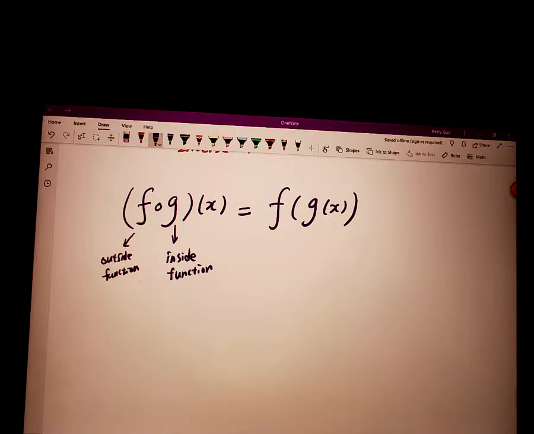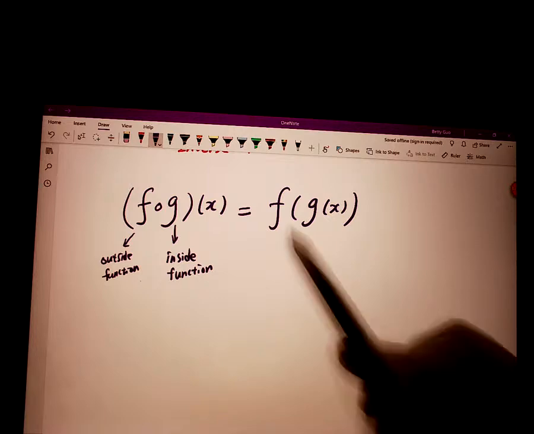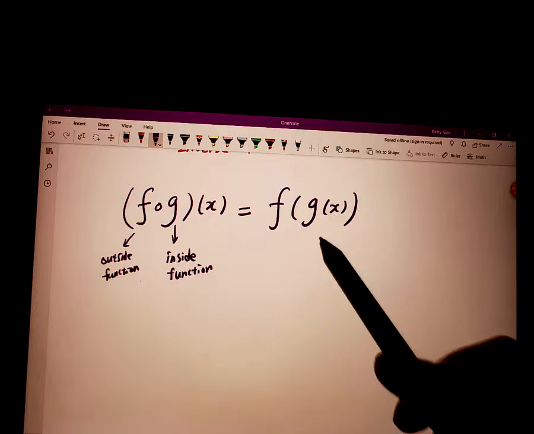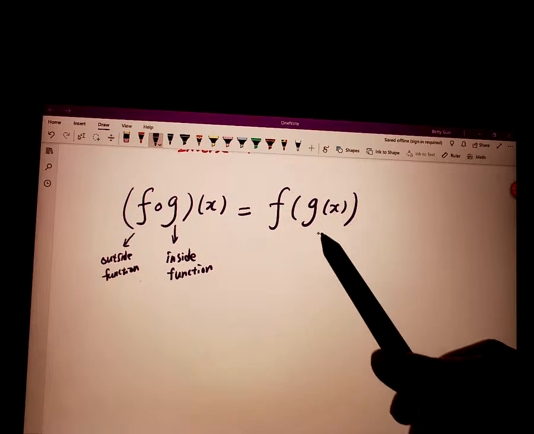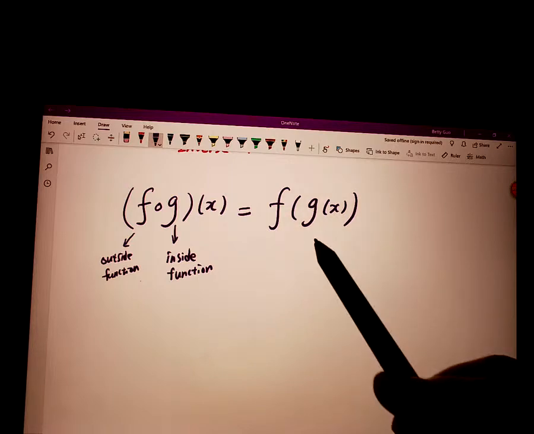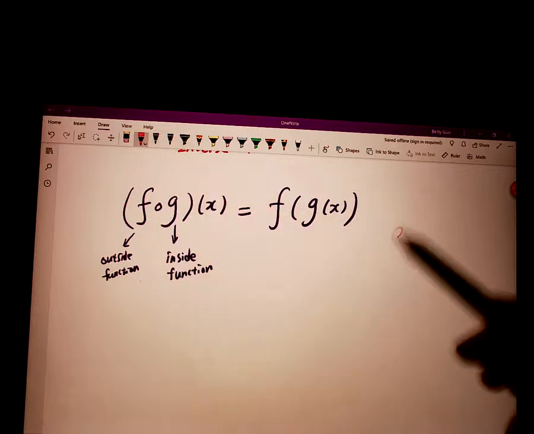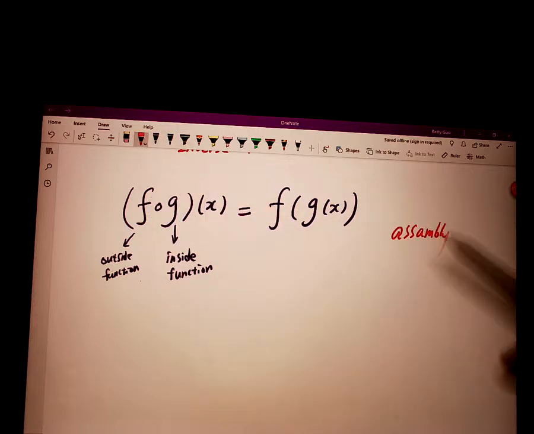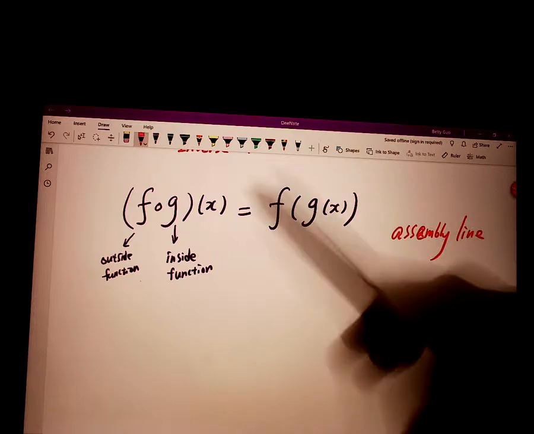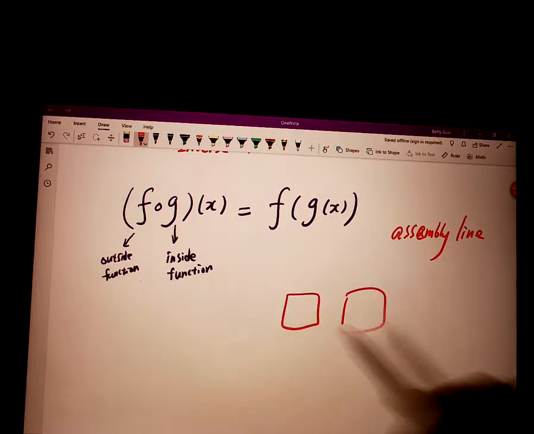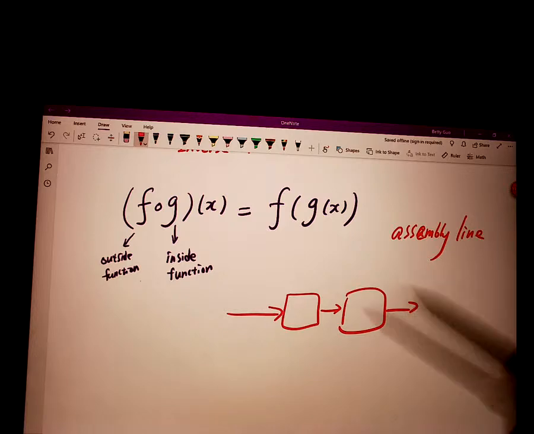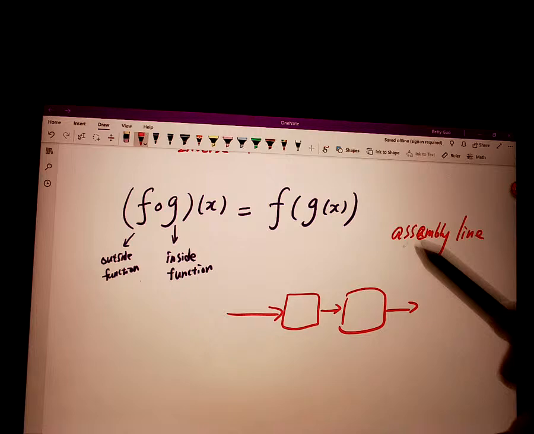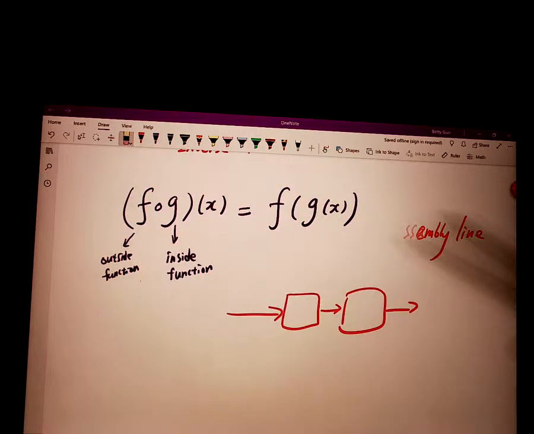So what does f of g of x mean? It is a composite function. If we could describe a function as a machine, then a composite function would be an assembly line. Let me write it down: assembly line. This is one machine, this is another machine. You see the factories, they don't just have one machine, right? They have many machines altogether to have an assembly line.